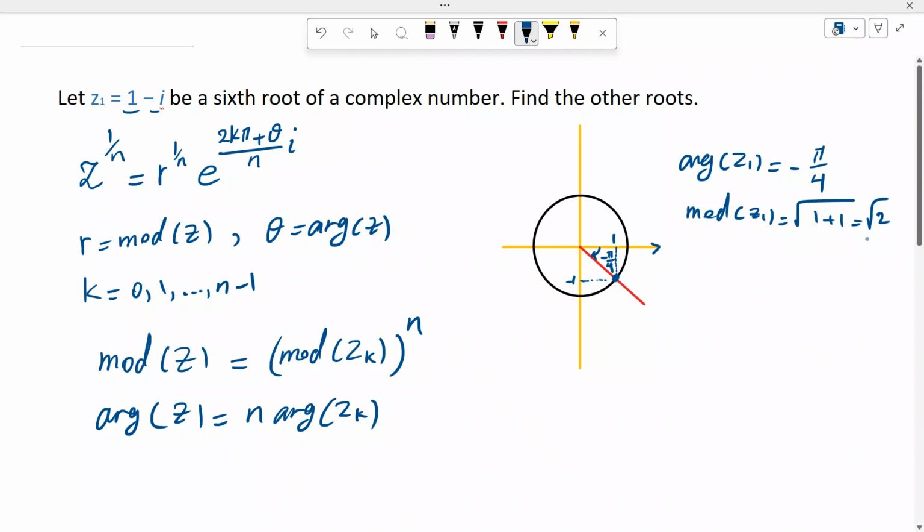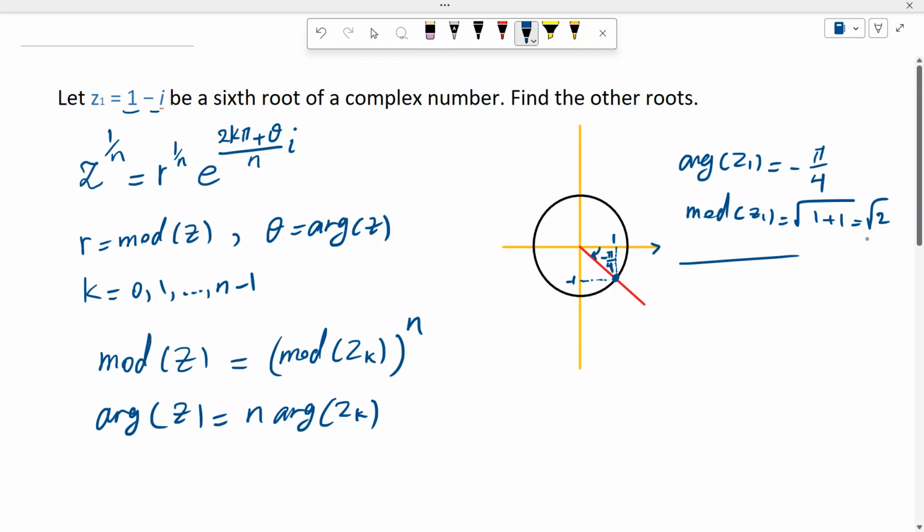However, I don't need to find z. So we have two different approaches. One, find z first by taking this 1 minus i to the 6th power, and then start to find the 6 roots of that z. Or we just use the relation between their mod and arg. We can continue the same way. So I will explain the next method also.